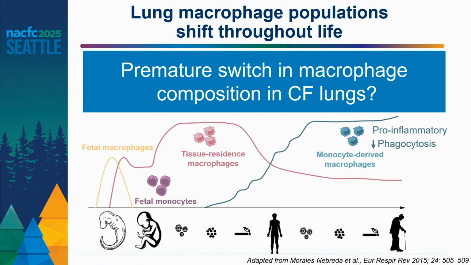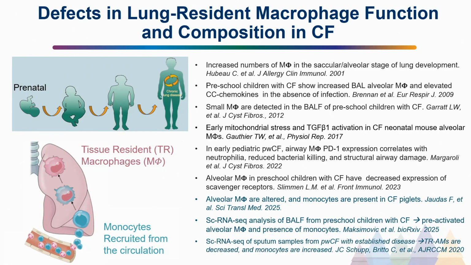So one of the questions is whether there is a premature switch in macrophage composition in a CF lung. I know this slide is very busy, and I'm not going to discuss all those studies, but the literature that is out there is quite fantastic and goes back more than 25 years. If we look at this literature, it is very clear that the defect in lung-resident macrophage function and composition starts very early in life, prenatally. We just heard the first speaker talking about how he can track this in the pig model. And over time, with the development of technology such as single-cell RNA-seq, now we know that the migration of these recruited monocytes into the lungs starts very early in life.